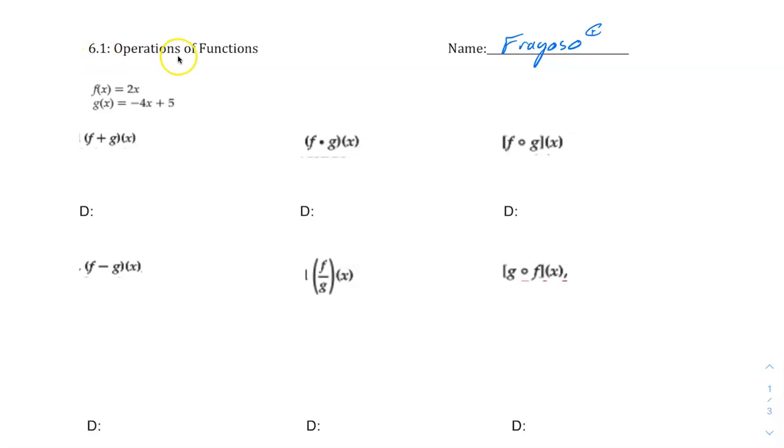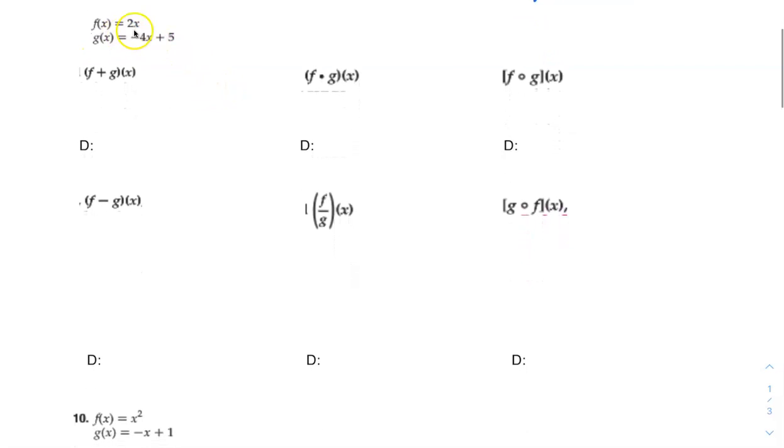6.1, operation of functions. We're given the functions f of x equals 2x and g of x equals negative 4x plus 5. They want us to do these operations. So let's do them. f of x plus g of x, when we add these two, so 2x plus negative 4x plus 5. Combining like terms, that gets me negative 2x plus 5.